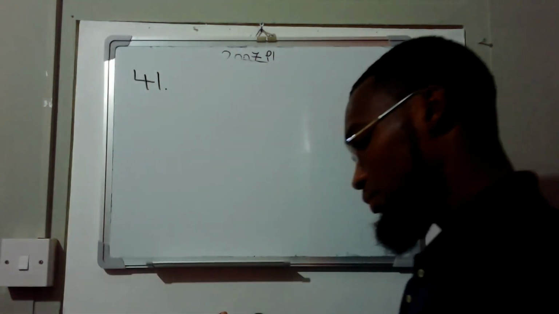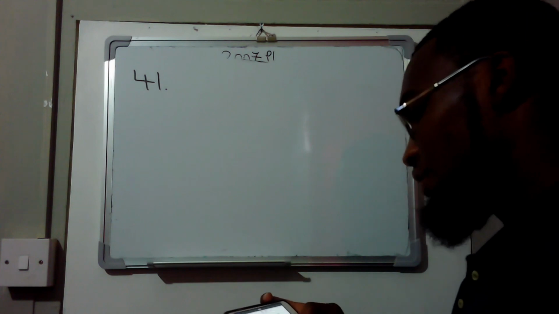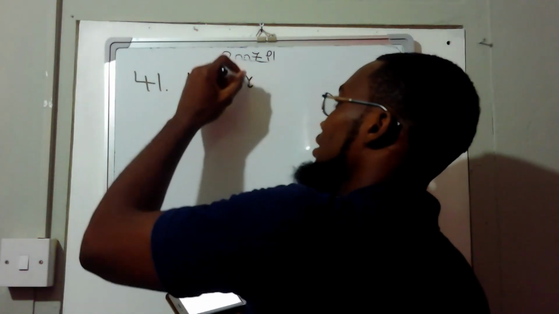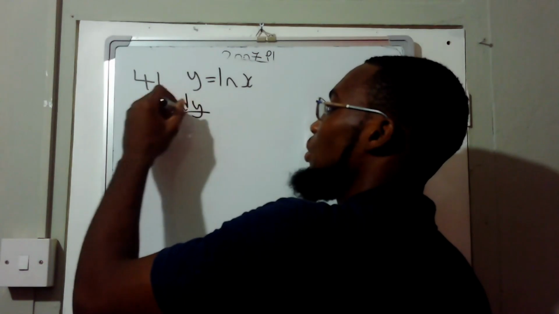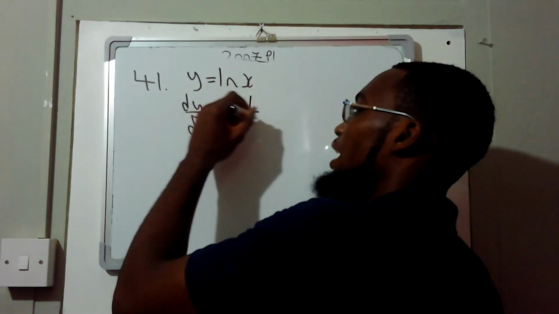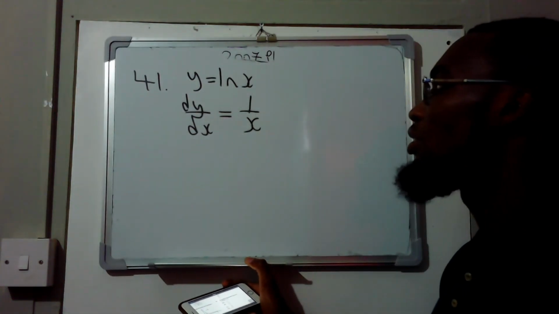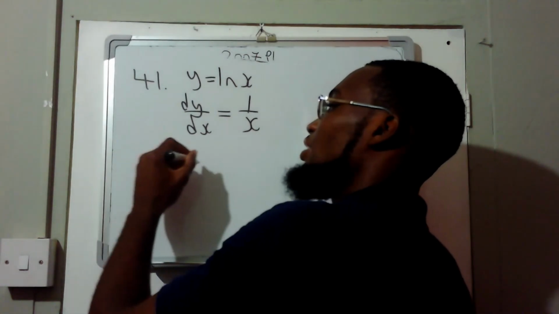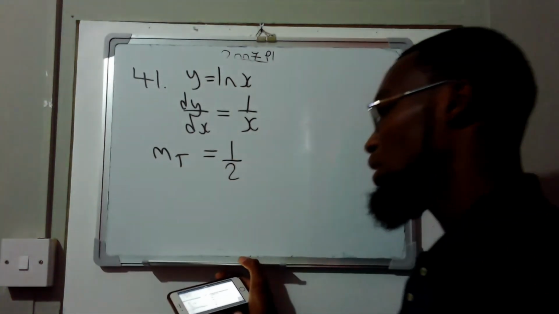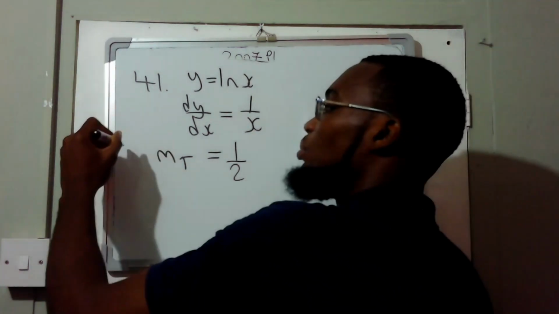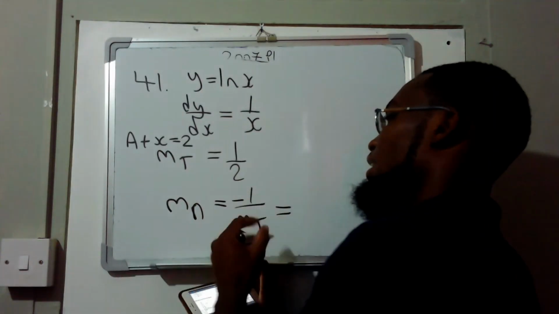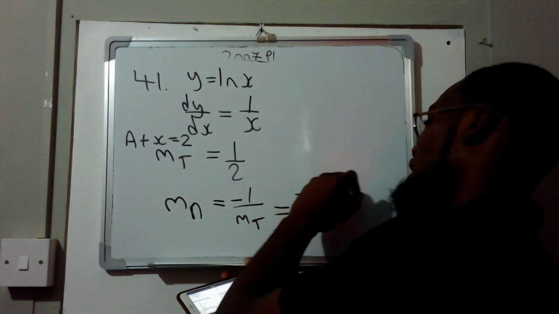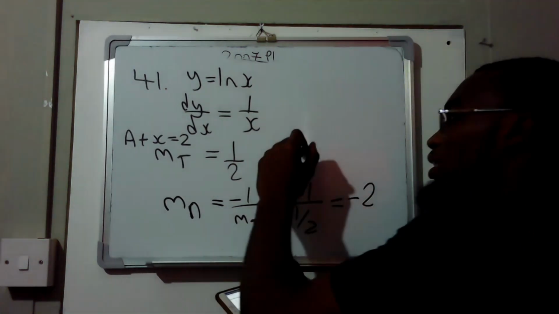Question 41. Question 41, it gives us the graph y equal ln x. And they tell us find the gradient of the normal at x equal 2. So first thing you need is dy by dx, and when you differentiate ln, you get 1 over x. Now that means the gradient of the tangent is 1 over 2, remember this is at the point when x is 2, I just plug in x as 2 here. And so the gradient of the normal, which is minus 1 over the gradient of the tangent, is negative 1 over a half, which is negative 2. That's the gradient of the normal, option A.